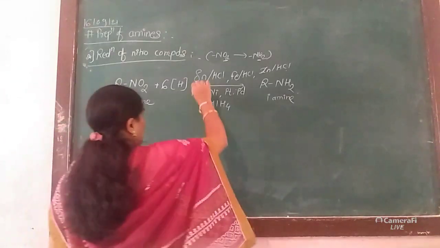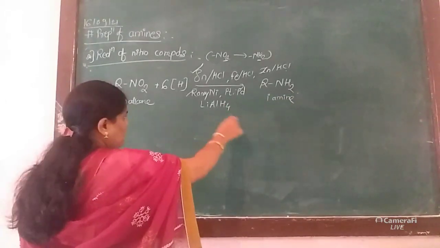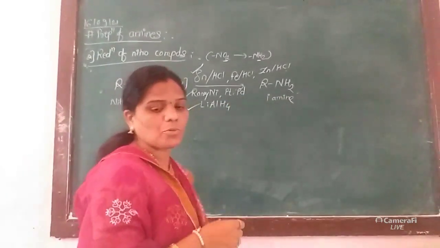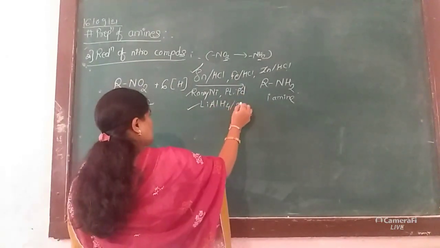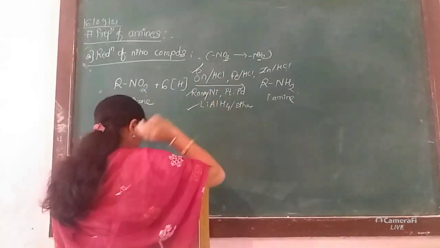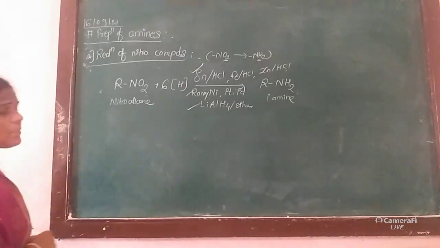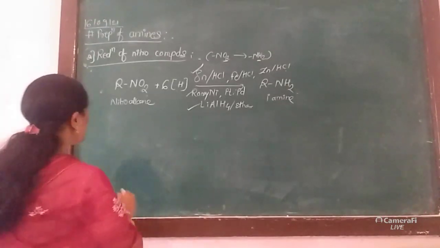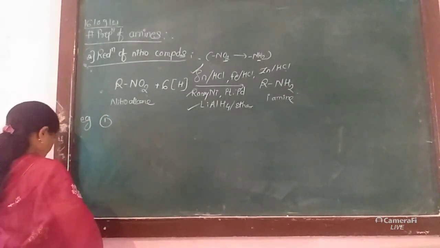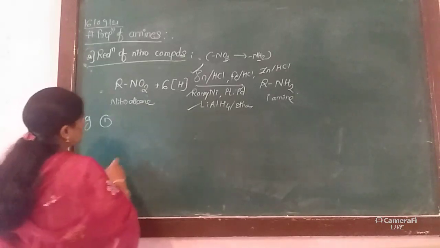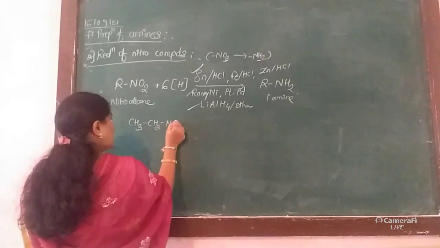See, either you can use a metal plus acid mixture, or use simple metals like nickel, palladium or platinum, or use the strong reducing agent LiAlH4. In the presence of all these reducing reagents, the NO2 group is converted into NH2 group, and here we obtain the corresponding amine. Okay, so this is the example. First example, that is CH3CH2NO2.